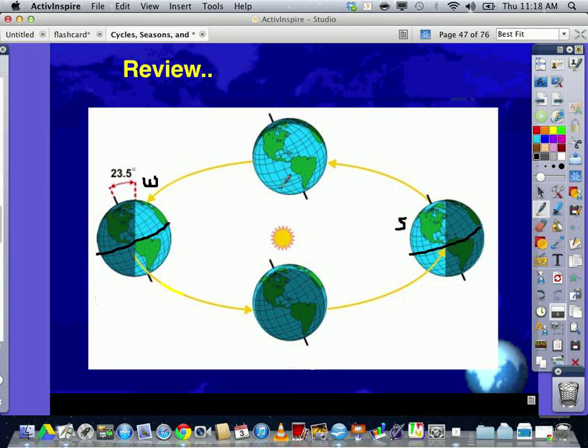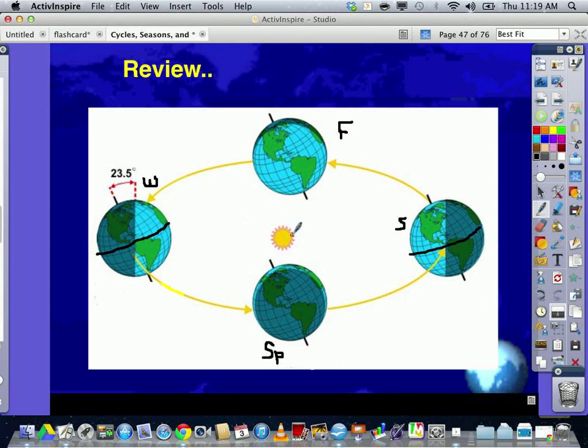And then we said our in-between is spring and fall, but how do we figure out which one is which? Let's look at our direction of the arrow. Which way is the earth orbiting or revolving around the sun? What season comes after winter? Spring. So here is spring. There's our summer. Next is fall.